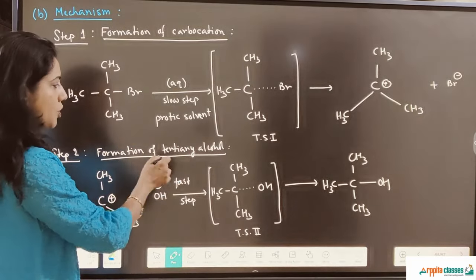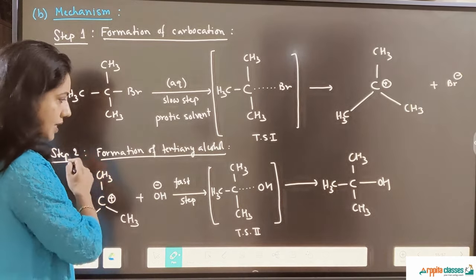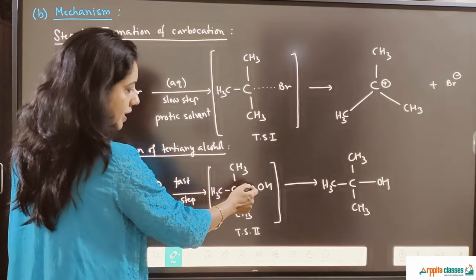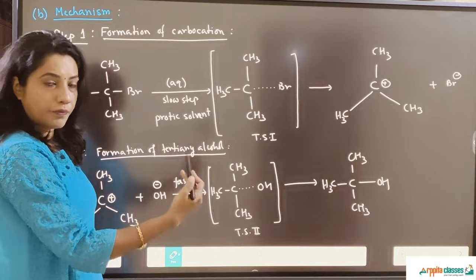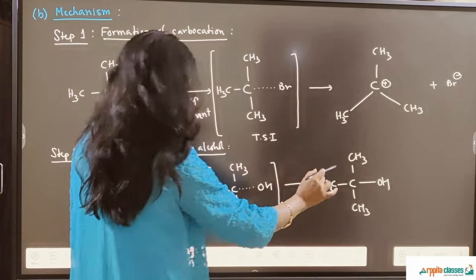Second step, formation of tertiary alcohol. Now the attacking nucleophile can attack from this side or from this side. If it is attacking from this side, it is shown that there is a partial bond formation between C and OH. This is the TS2 here, and then finally we get a product.